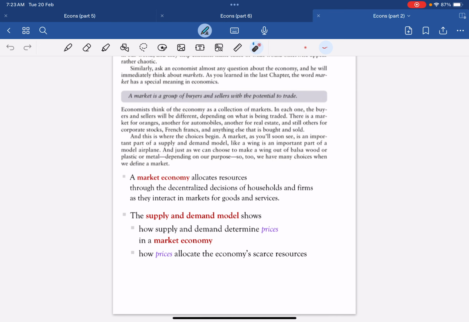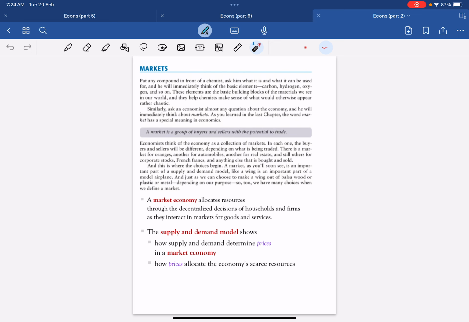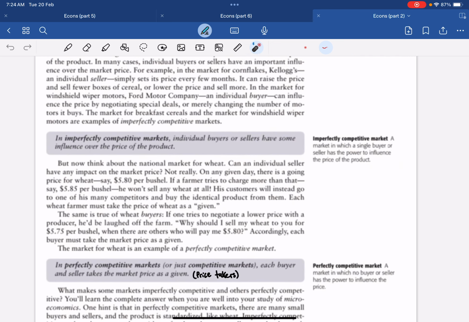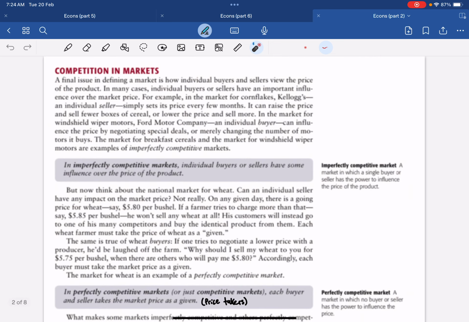And how do we determine this price? We use the supply and demand model, and this will also show how these prices allow us to allocate our scarce resources. So competition in a market, well, there are a few types of competition. Firstly, you have imperfect competition, meaning that the buyers and sellers can influence the market to a certain point.